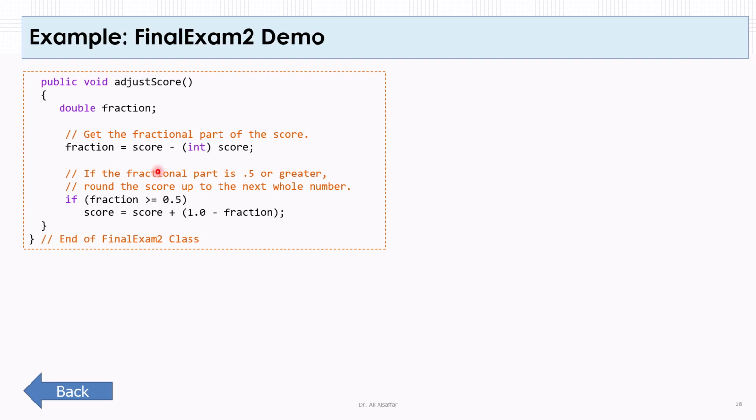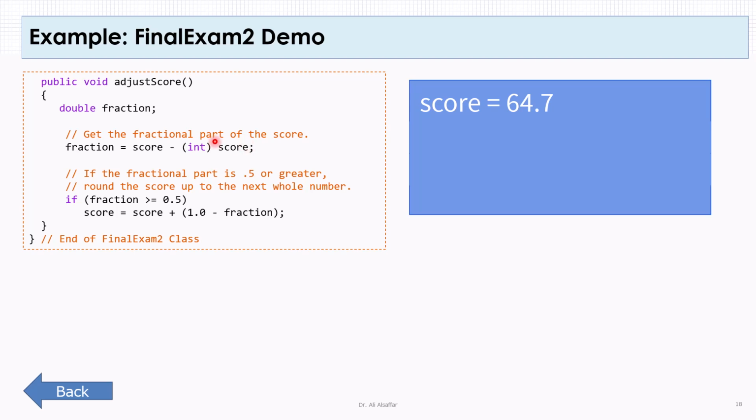So how does this method adjust the score? First, it computes the fraction. And you know that the fraction is equal to score minus the integer part of the score. Then it will test this fraction. If it is greater than or equal to 0.5, then it will round the score up to the next whole number by adding the difference, 1 minus the fraction, to score.